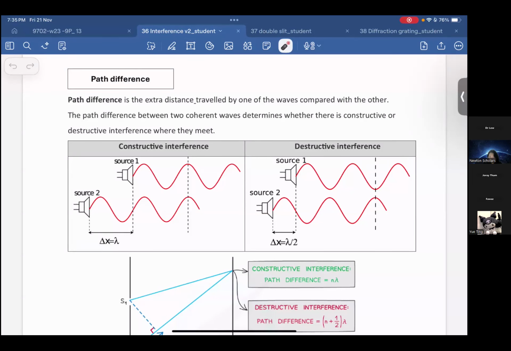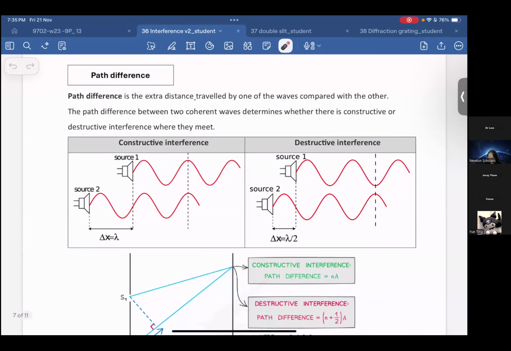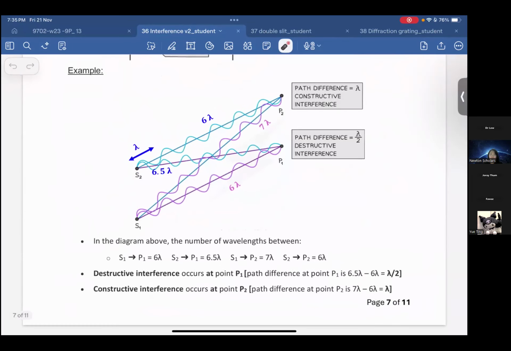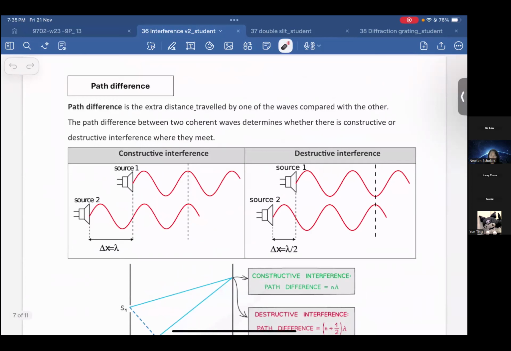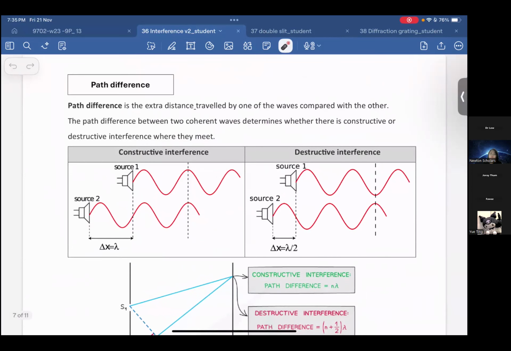Okay, so today we already start a little bit about lesson number 36. We continue with page number 7. Today we talk about interference. We will have two types of interference: constructive or destructive interference. I will repeat a little bit about the path difference.